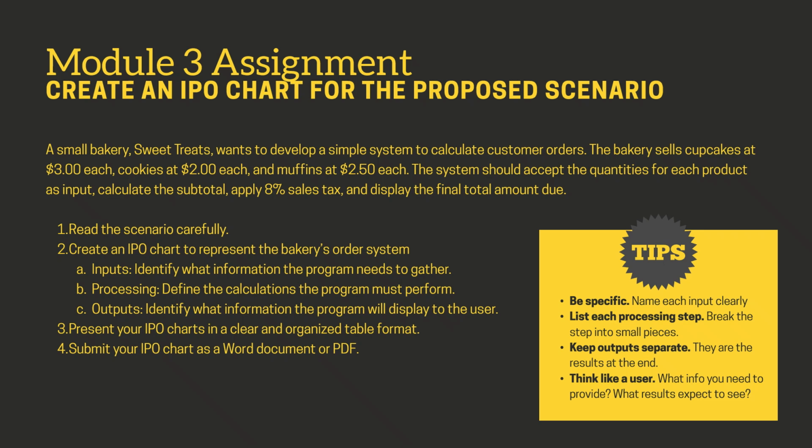Here are some tips to keep in mind as you transition into building your IPO chart. Be specific, just like in the discussion. Name each input clearly: cupcake quantity instead of just saying items. List each processing step. Don't just say calculate total. Break it down into smaller pieces: multiply, add, apply tax.